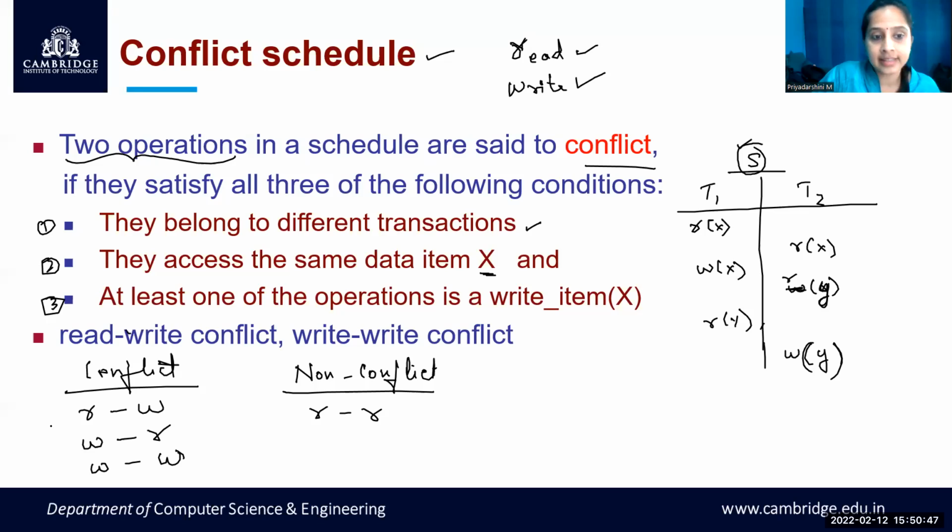Somebody has written and somebody is making the changes, it is not reflected to others. So the conflict will happen only in these 3 scenarios: read, write, write, read, and write, write. So whenever I see these operations, then only we call it a conflict.